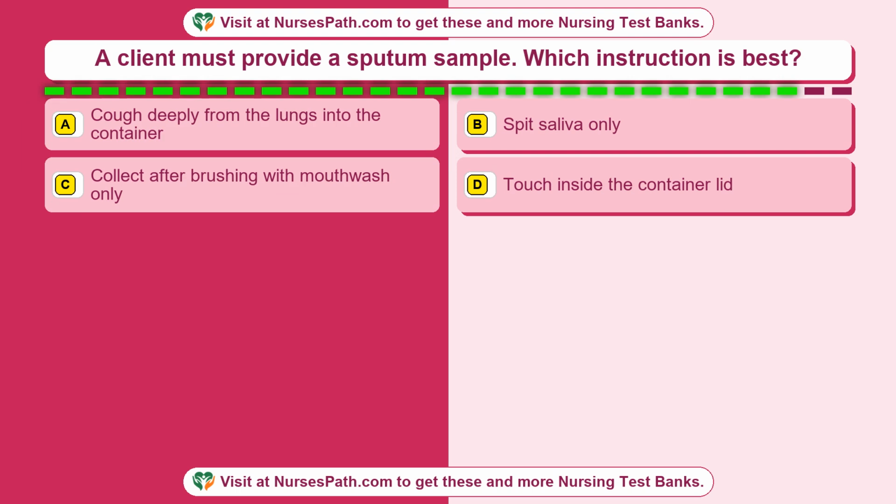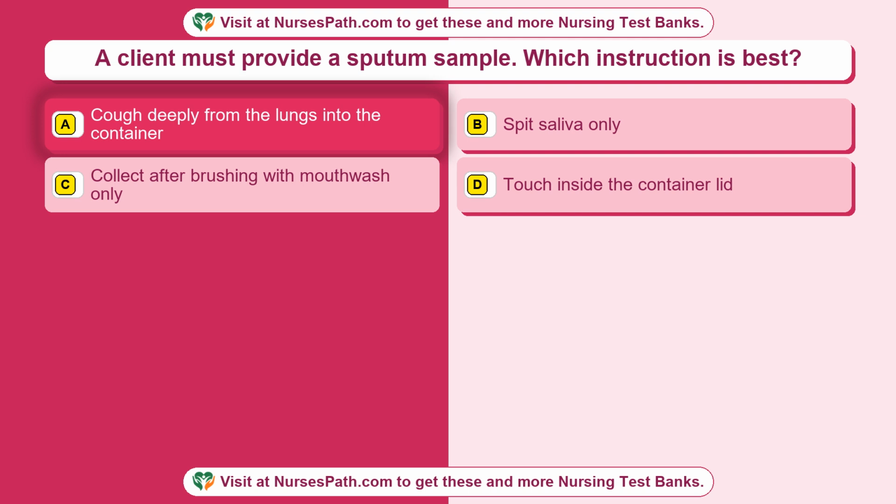Question 9. A client must provide a sputum sample. Which instruction is best? Option A. Cough deeply from the lungs into the container. Option B. Spit saliva only. Option C. Collect after brushing with mouthwash only. Option D. Touch inside the container lid.